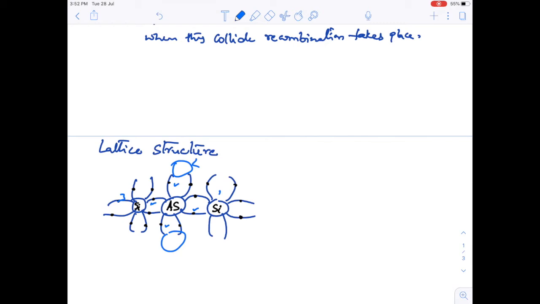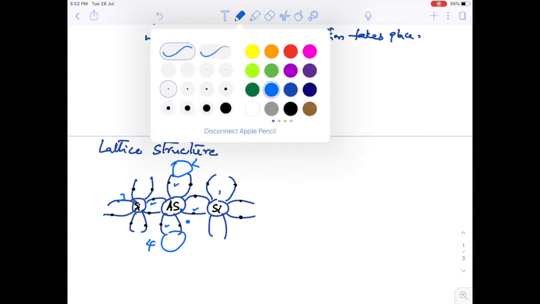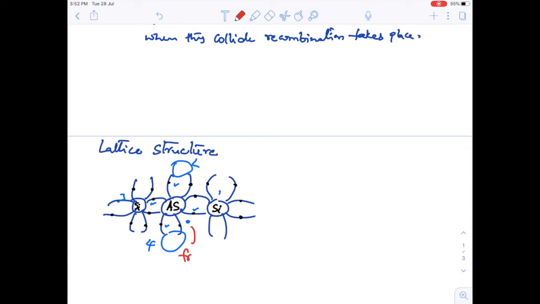1, 2, 3, 4. So, 4 silicon atoms. The 4 valence electrons out of the 5 of arsenic are strongly bonded, tightly bound, and form strong covalent bonds, sharing with the neighboring 4 silicon atoms. Then arsenic has 5 valence electrons, which means there is one more valence electron left free to move. So, this forms the excess free electron donated by the donor atom.